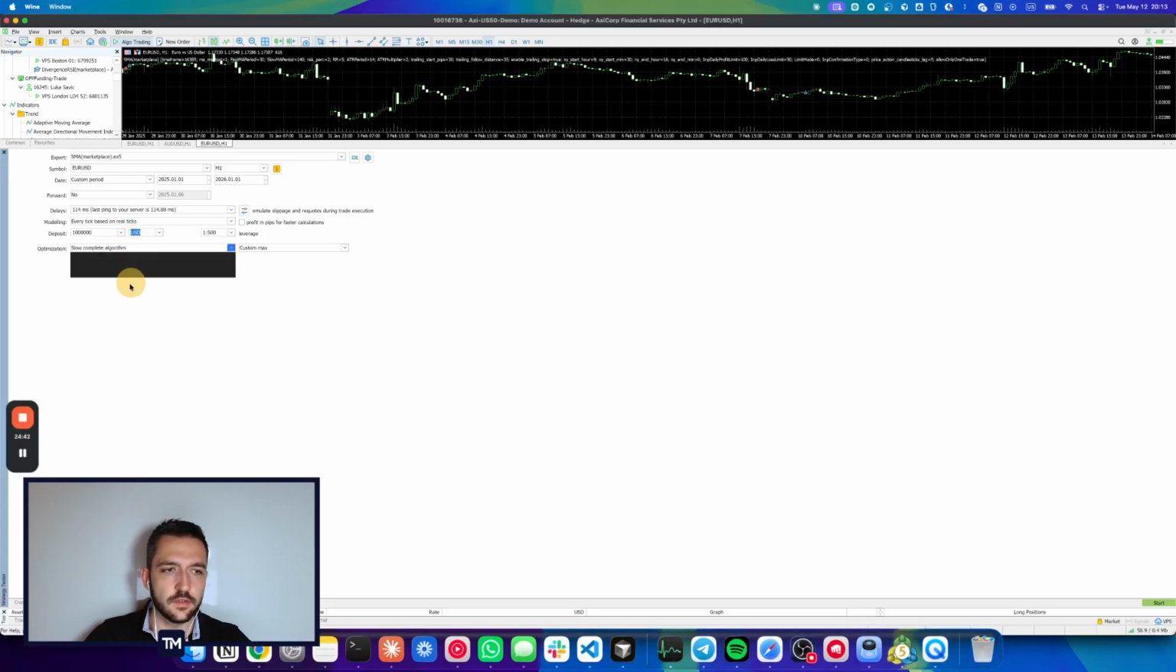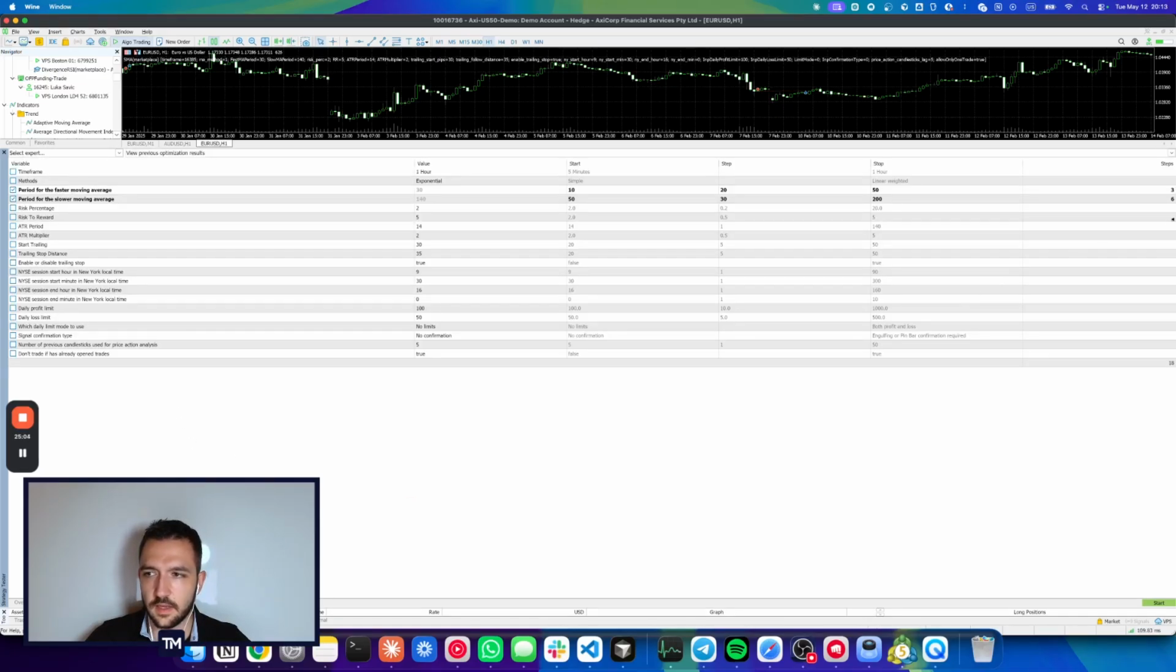Now there is the genetic based algorithm, the fast genetic based algorithm. So as you can see, it's going to be faster. What it does is it basically tries to understand which values are giving better results. It's going to make more sense when you have a bunch of combinations.